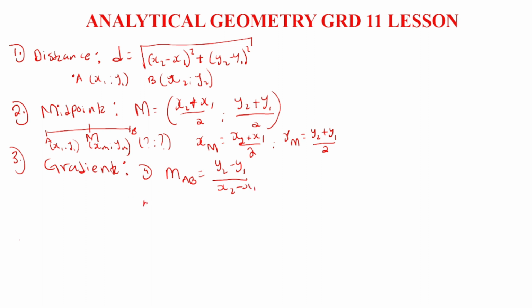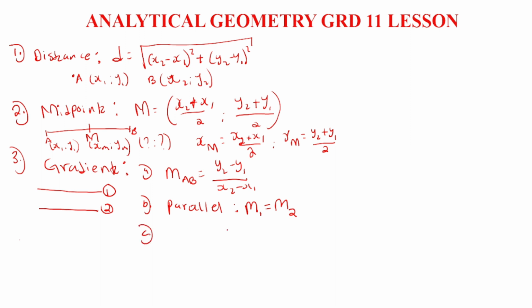Number B, what you need to know as well is what we mean when we say the gradients are parallel. It means you've got two lines, for an example, that are parallel. This is line number 1, line number 2. If they are parallel, the gradient of line number 1 should be equal to the gradient of line number 2.